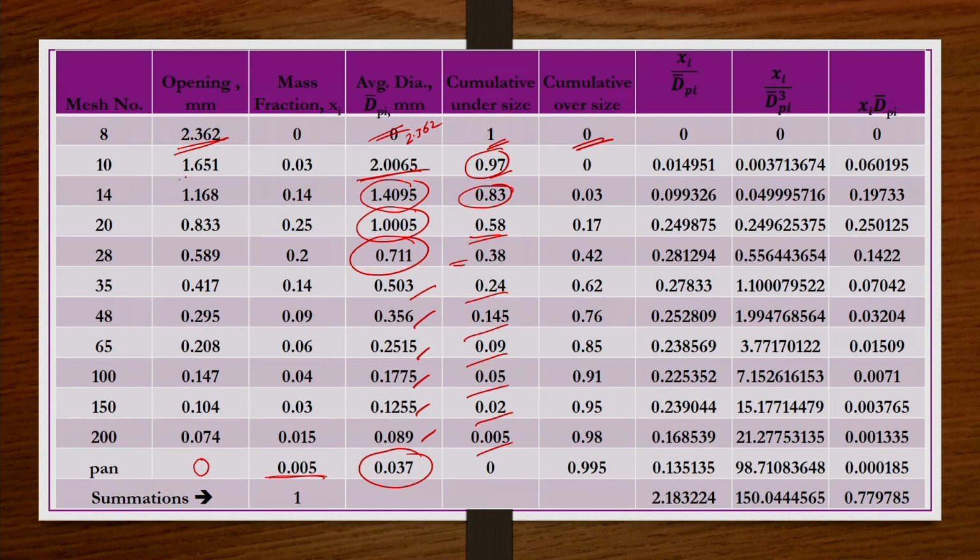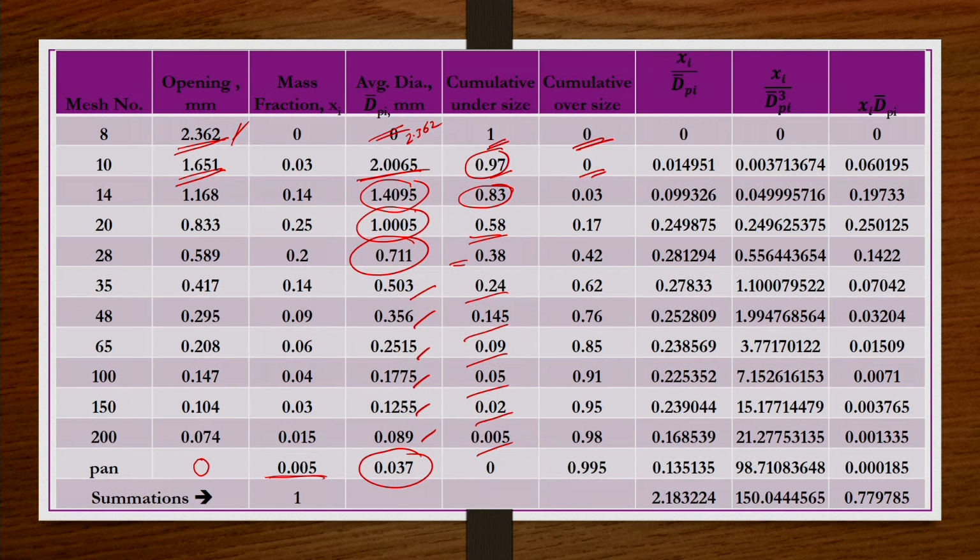Next row, dpi is 1.651. What is the fraction of material whose size is more than dpi equals 1.651? Only the 2.362 opening is there, and the corresponding mass fraction is 0. So the 0 is coming here.